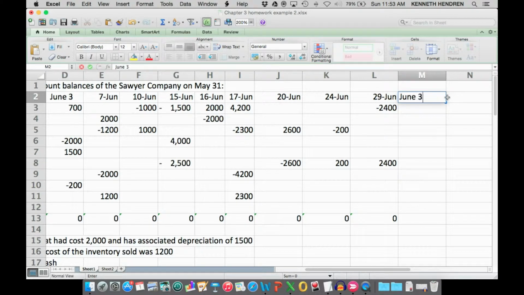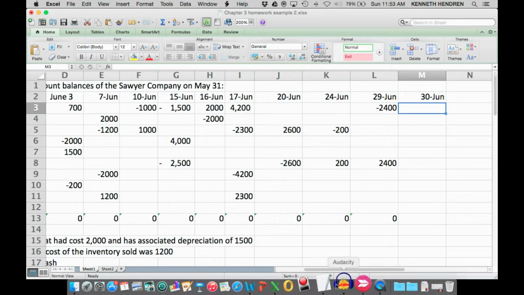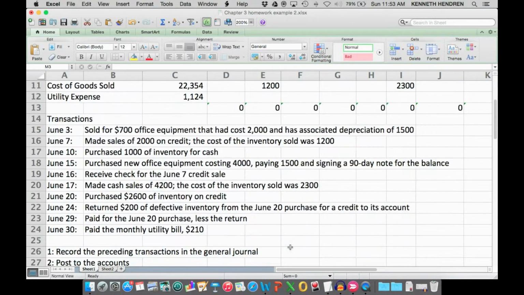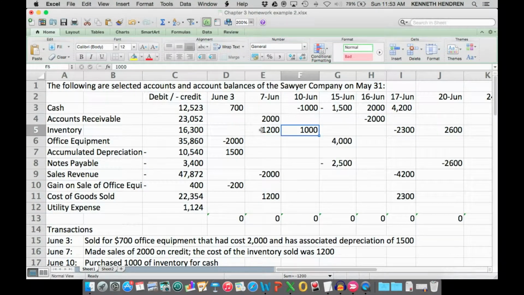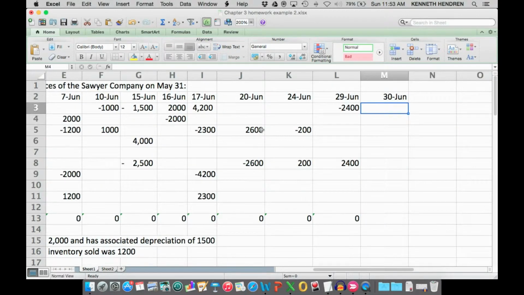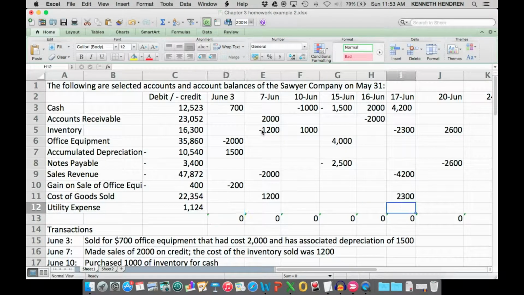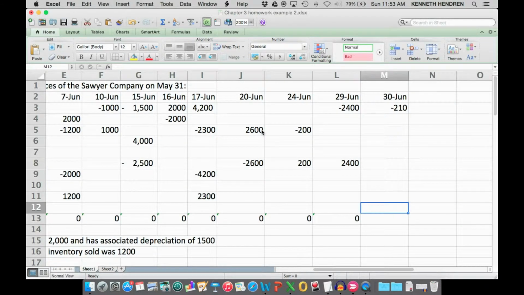And then we have June 30. June 30 is paid the monthly utility bill for $210. Already paid that in cash, minus $210. And then utilities expense goes up by $210.